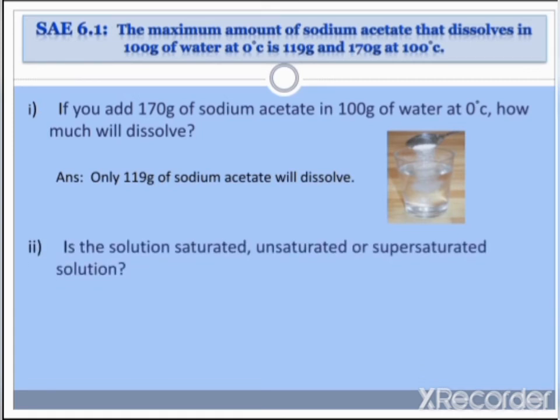Is the solution saturated, unsaturated, or supersaturated? Since the amount of solute added is 170 grams of sodium acetate, only 119 grams of sodium acetate will dissolve, while the remaining amount will settle at the bottom of the beaker and the solution becomes saturated.